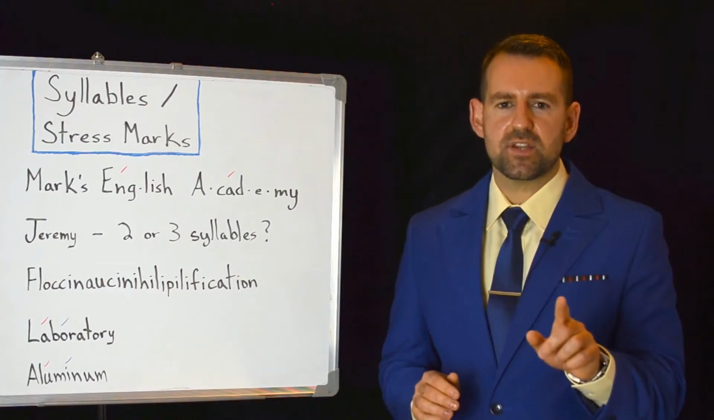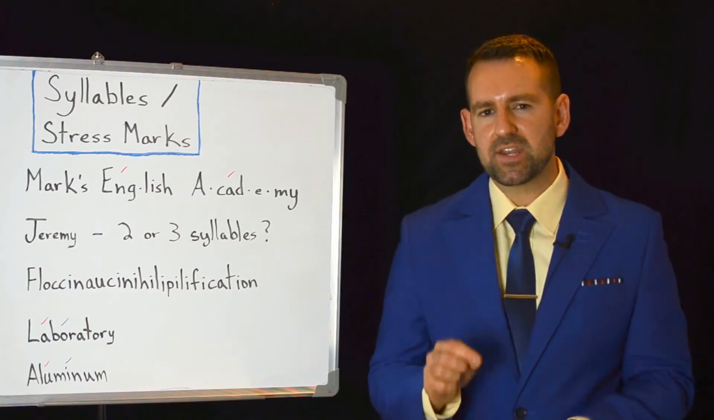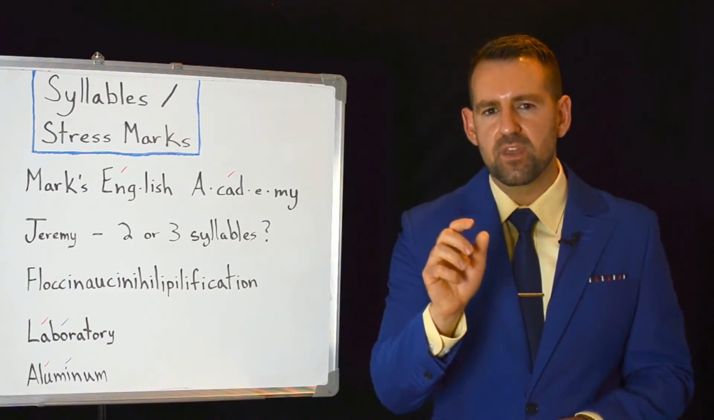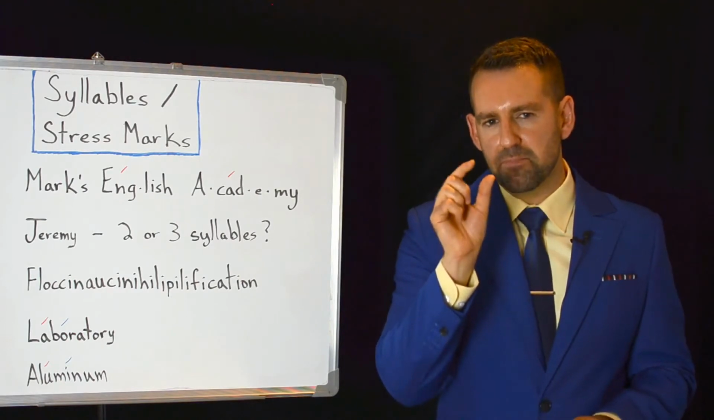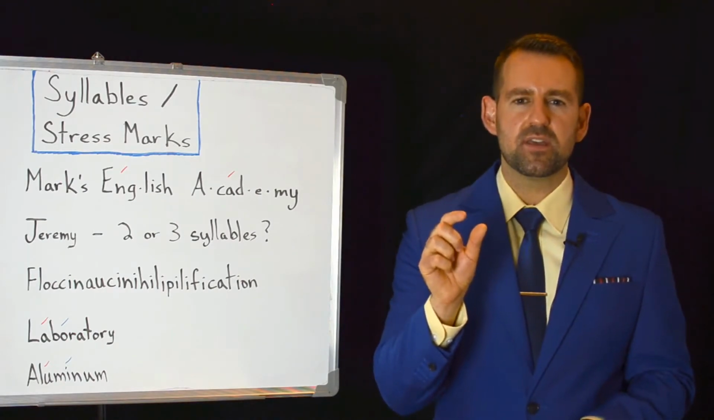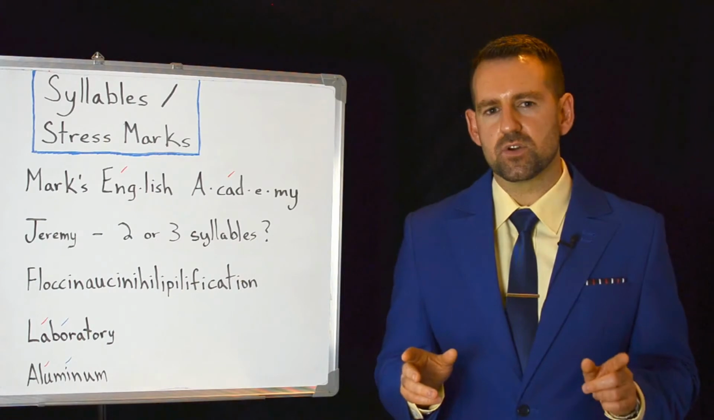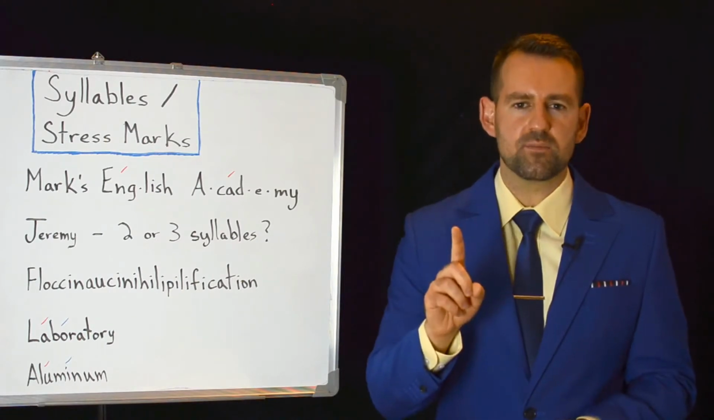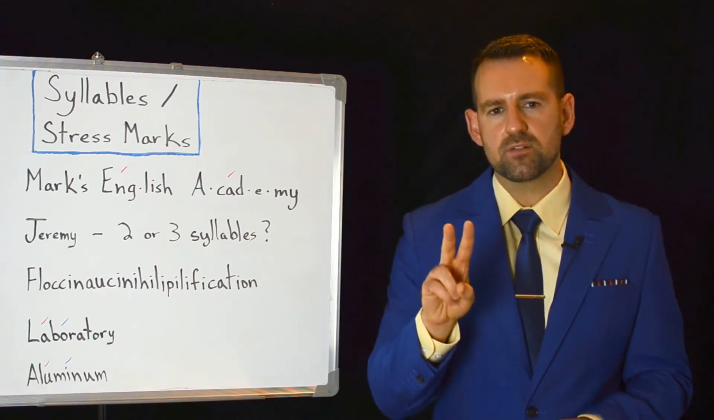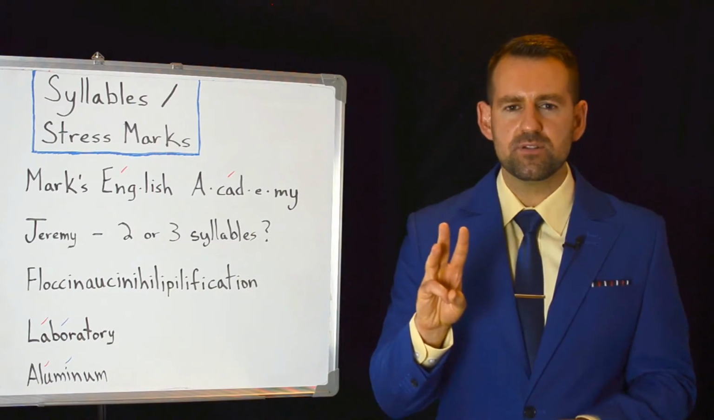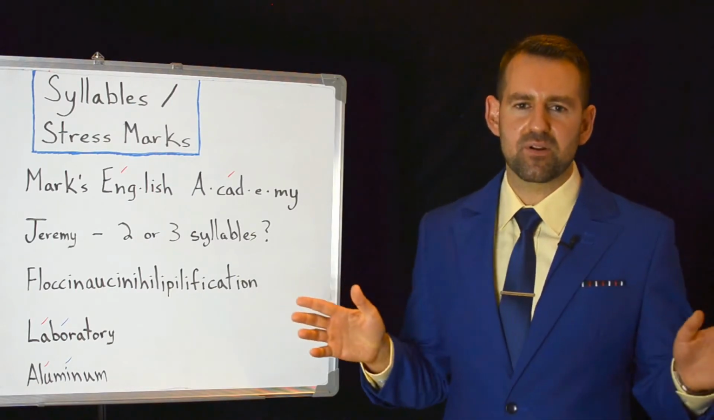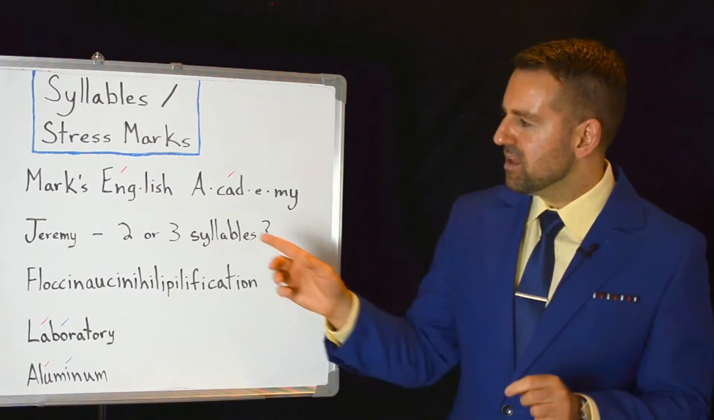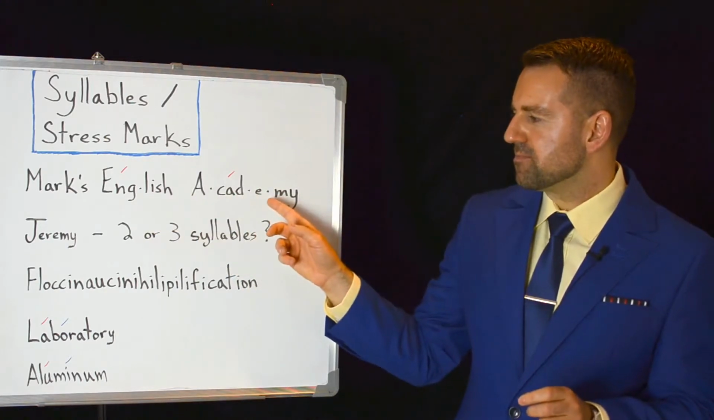So, this lesson is about syllables and stress marks. A syllable is a piece of sound in a word. So, some words have one syllable, some words have two syllables, or three syllables, or four syllables, or any number of syllables. Take a look at this, for example.